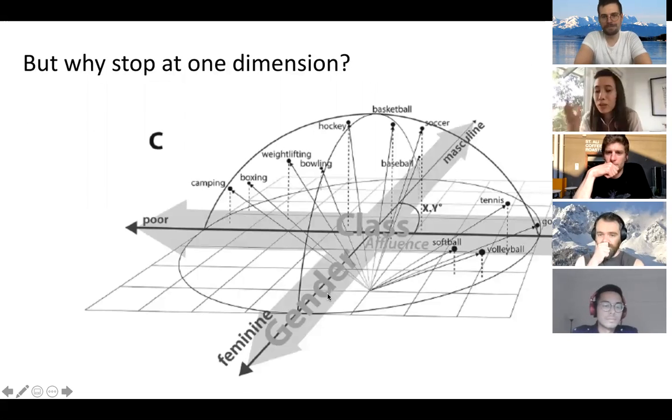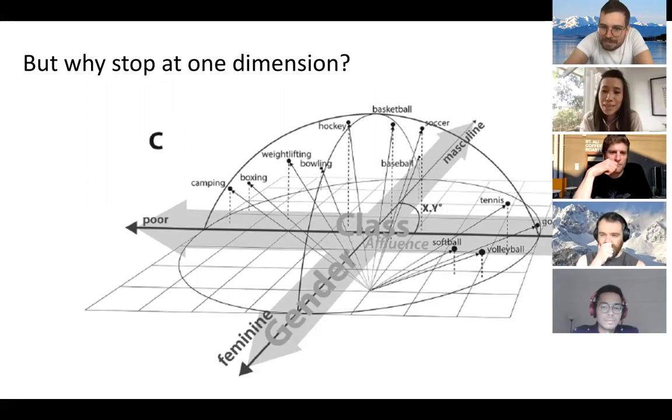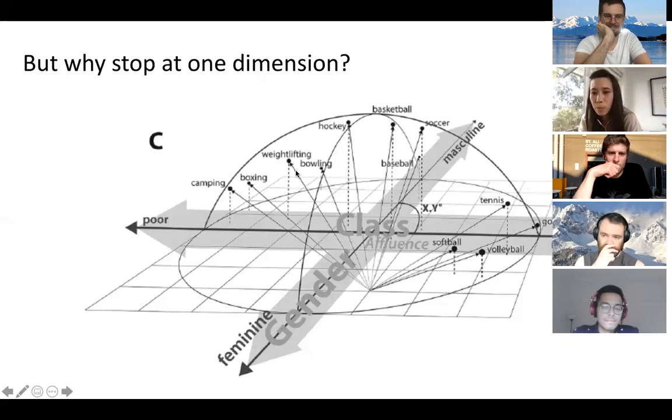As I was saying, yes, we can do this for one dimension, but we could do this for many dimensions, and have a look at how particular words are projecting differently onto all these dimensions that we are constructing. So what's nice, for example, here, as you can see, is that softball is projecting both strongly onto a rich dimension and also more feminine, compared to, say, boxing, which is not only poor, but also projecting into the masculine dimension.